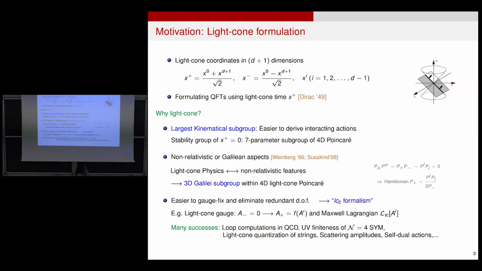One quick way to see this is just to look at the on-shell condition, p squared equals 0. And since x plus is the time, this Hamiltonian has a very non-relativistic expression, p squared by 2m. And indeed, this p minus also appears as a central extension, the mass in the algebra. And another reason is that in this framework, it is often easier to fix the gauge.